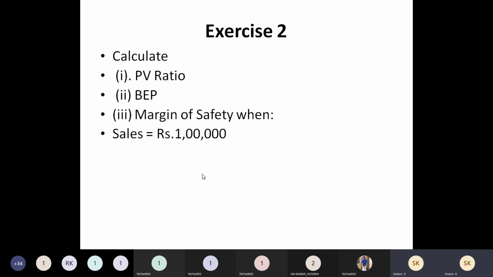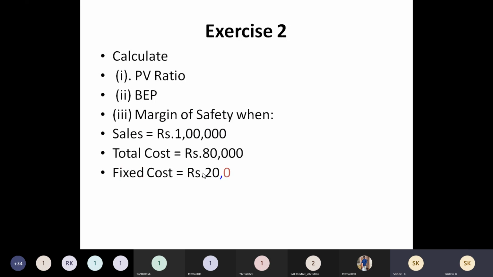So here sales was given as 1 lakh rupees. Total cost is given as 80,000, fixed cost is given as 20,000, and the net profit is given as 20,000. So you need to calculate PV ratio, break-even point as well as margin of safety. To calculate the margin of safety, you can calculate the BEP. Without BEP also you can calculate because net profit is given. Net profit divided by PV ratio you can apply here. But it is asked in the question, so let us calculate all this.